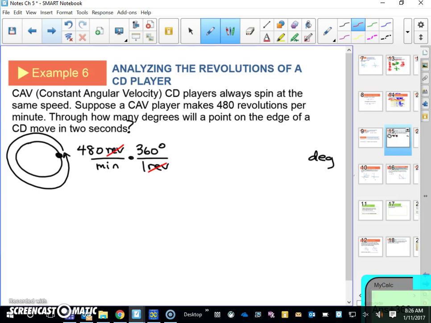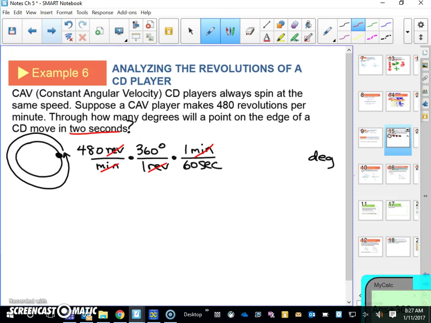I'm in degrees per minute, though, and I don't want degrees per minute. And so I notice they give me something about 2 seconds. So it might be nice to change my minutes into seconds. My conversion factor for minutes and seconds: I know 1 minute equals 60 seconds. So what I can do here is multiply by 1 minute over 60 seconds. I notice that the minute would have to be on the top so that I can cancel out with this minute over here. And so now just look at the units. Whatever my numbers do, I'm in degrees per second.